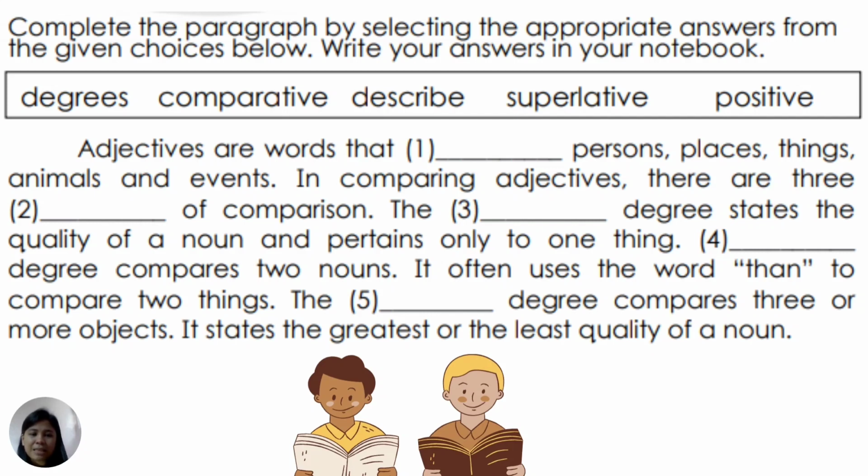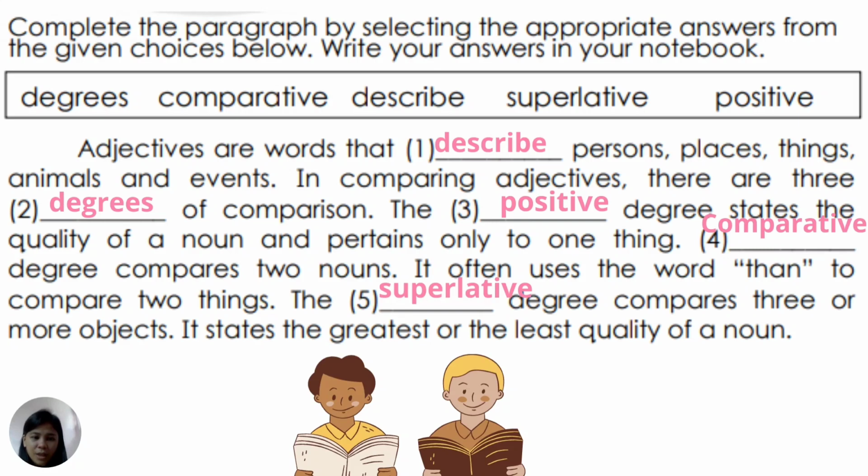The blank degree states the quality of a noun and pertains only to one thing. Blank degree compares 2 nouns. It often uses the word than to compare 2 things. The blank degree compares 3 or more objects. It states the greatest or least quality of a noun. And these are the correct answers.